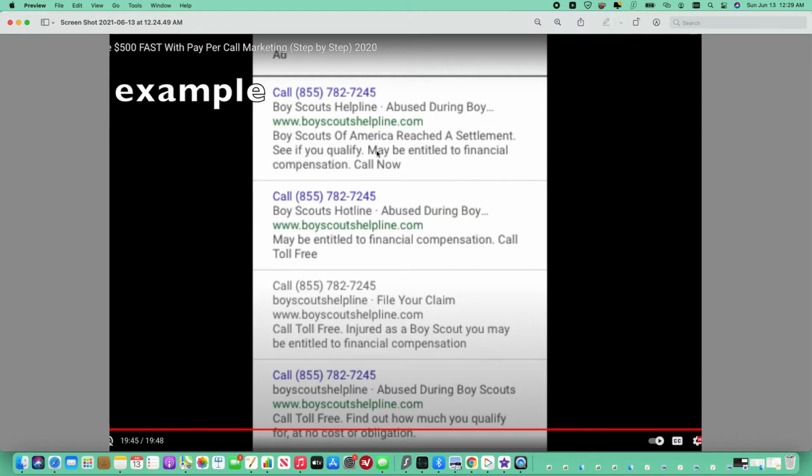In this example, I said the Boy Scouts of America reached a settlement. That means when someone sees a settlement, they're giving money, right? It's a lawsuit. People are entitled to money. In this case, the Boy Scouts of America was in the process of going bankrupt. And you may be entitled to financial compensation. So a person may think, oh, maybe I was in Boy Scouts in the past. Maybe they did abuse me, right? Well, if I call the number, I may get money. I may get financial compensation. So you need to give the person a reason to call your ad.